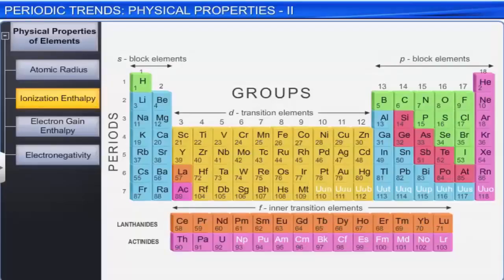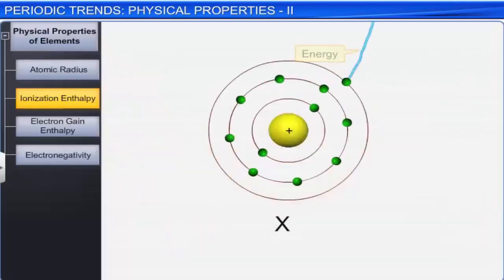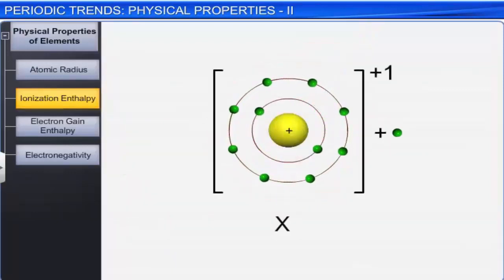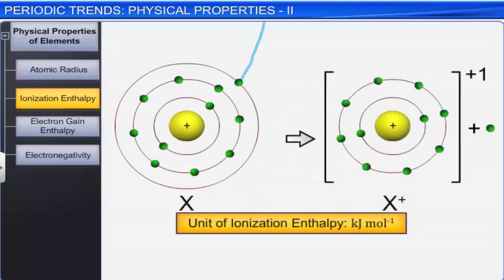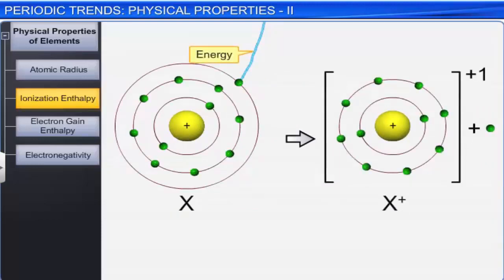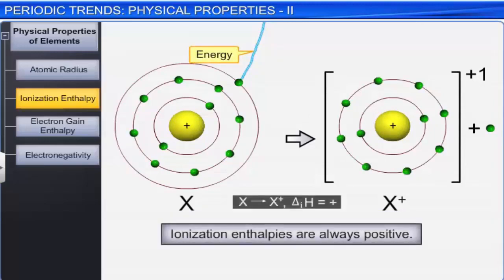Another important physical property is ionization enthalpy. The energy required to remove the most loosely bound electron from an isolated gaseous atom X in its ground state is called ionization enthalpy. Ionization enthalpy is expressed in the units of kilojoules per mole. Energy is always required to remove electrons from an atom, and hence ionization enthalpies are always positive.